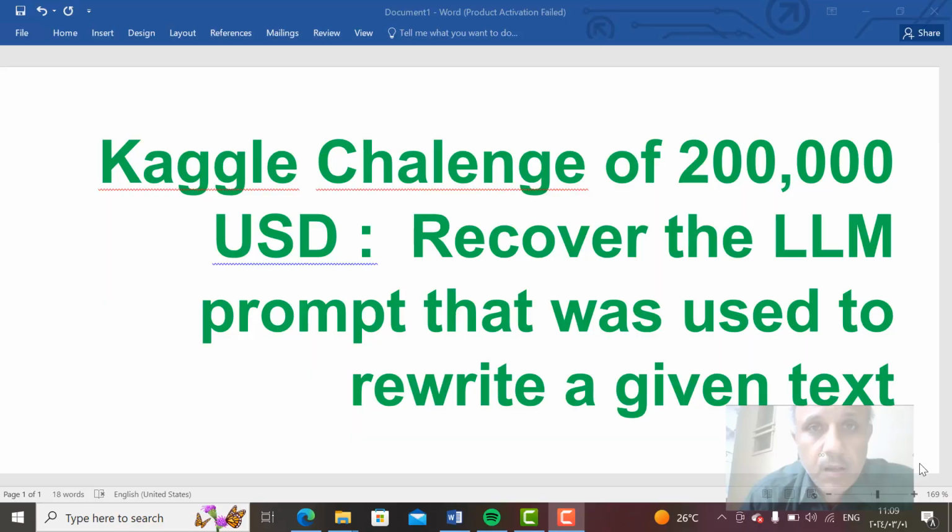Kaggle challenge with a prize of 200,000 US dollars for youth, for programming AI, for developing machine learning and deep learning. The problem is to recover the LLM prompts that were used to rewrite a given text. LLM stands for large language models. It's a very important and large contest for teams around the world.